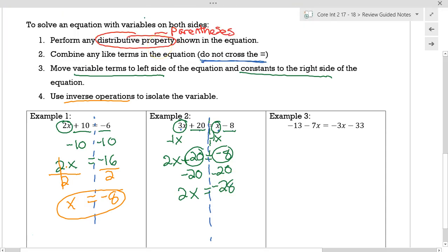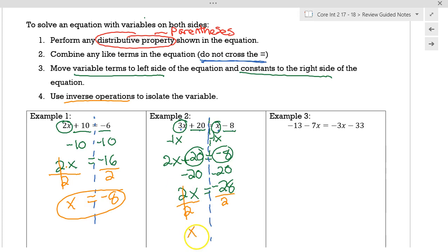Then our last step, getting that x by itself, isolating it. All right, I'm going to divide by 2. X equals negative 28 divided by 2 is negative 14.